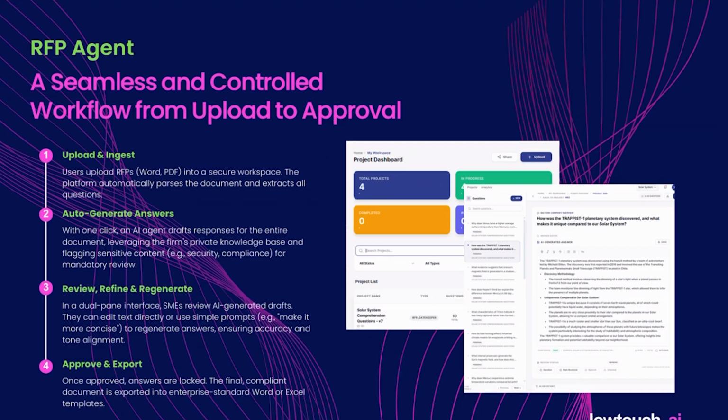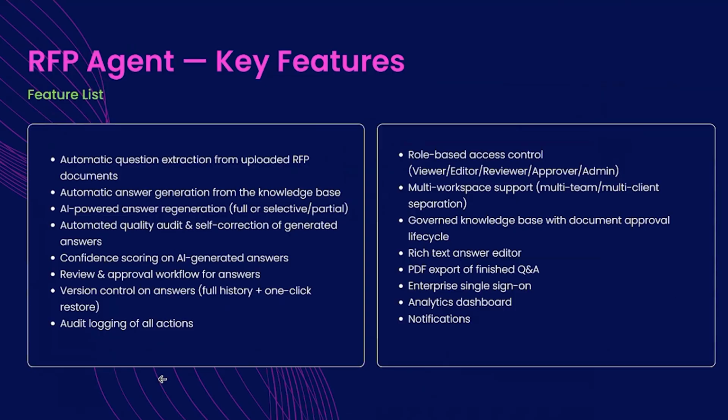So this is the RFP agent, and these are some of the key features. The feature list: it automatically extracts the questions from the uploaded RFP, with AI-powered answer auto-generation. It does automated quality audit, correction and other things. Scoring, review and approval workflows are built in. Version control is there, every edit and every version, and the full history is there.